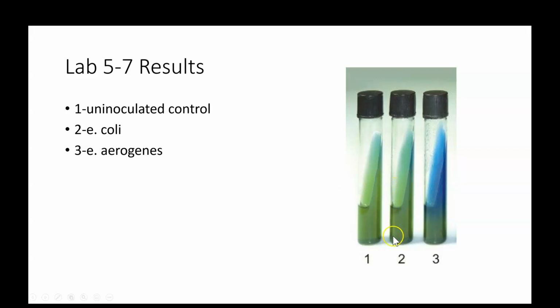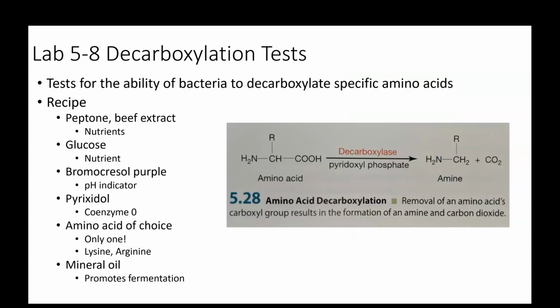So it's also a nice color comparison. We can see very clearly that tube number 2 is a negative result because it looks exactly like that uninoculated control. All right, so go ahead and write these results in for your data sheet on lab number 5-7, and let's move on to the decarboxylase tests.